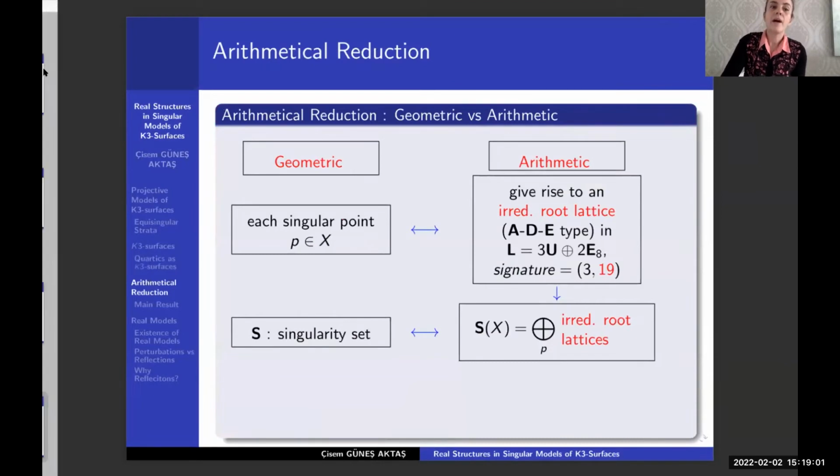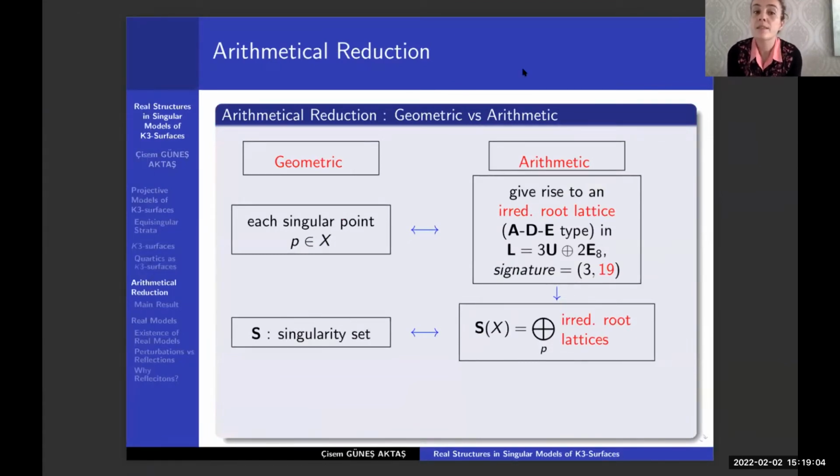Next, I used arithmetical reduction to handle my classification problem. My problem lies on the geometric side. I have a quartic surface which has singularity points. I found a way to transform my problem to an arithmetical word. Each singular point gives rise to an irreducible root lattice on the arithmetical side, and these irreducible root lattices lie in this spatial lattice that I mentioned before, which is of this signature.